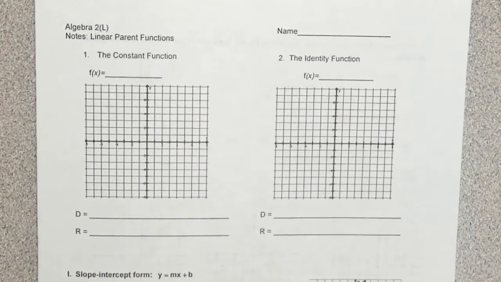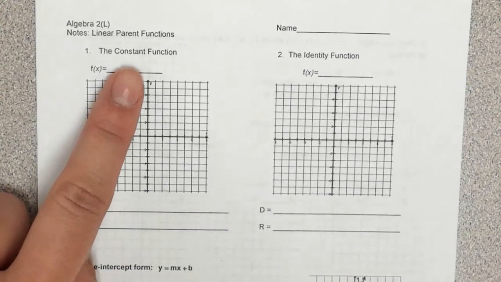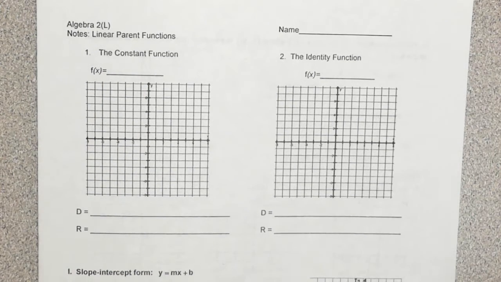If you think about what a parent is, just like where you come from, a parent function is just the function that all other functions originate from. We're going to start off with this one called the constant function. Does anybody know what a constant is? Something that never changes? How about a number? Yeah, a number stays the same forever, and the only thing that does that is a number.